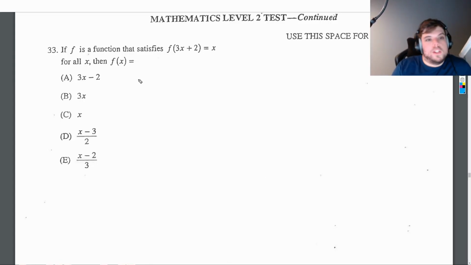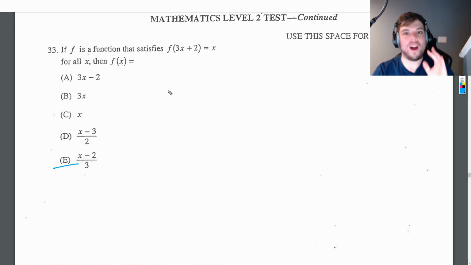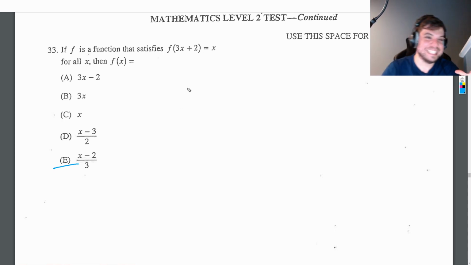If f is a function that satisfies, when we plug in 3x plus 2, we get x for all x, then f of x is the inverse of 3x plus 2, which is x minus 2 over 3. I see this and I immediately know the answer is E. Let's talk about why I know the answer is E without doing anything.